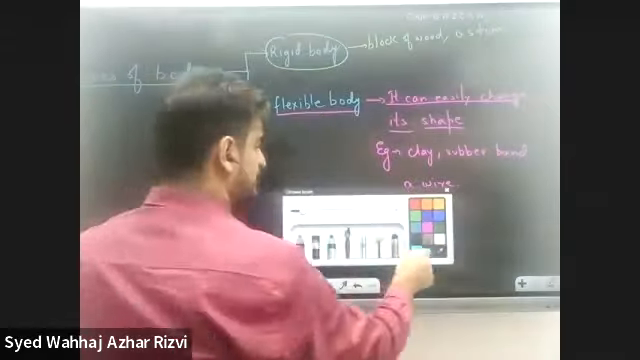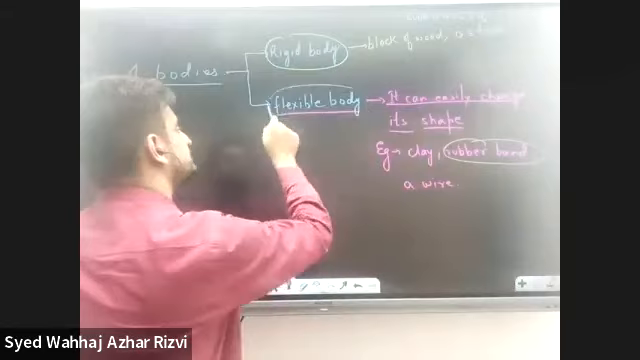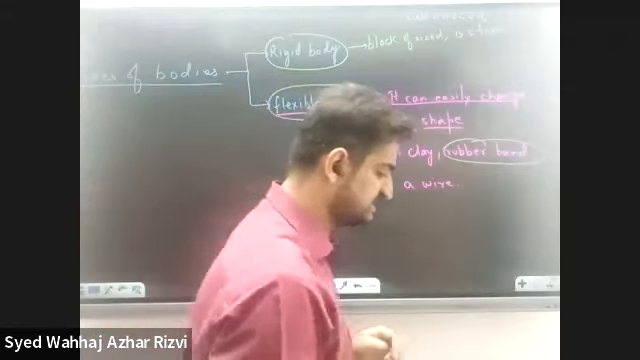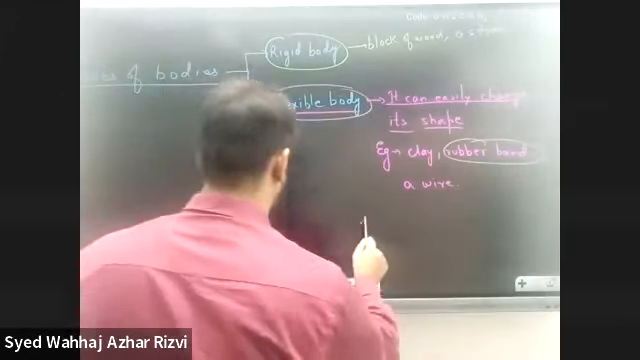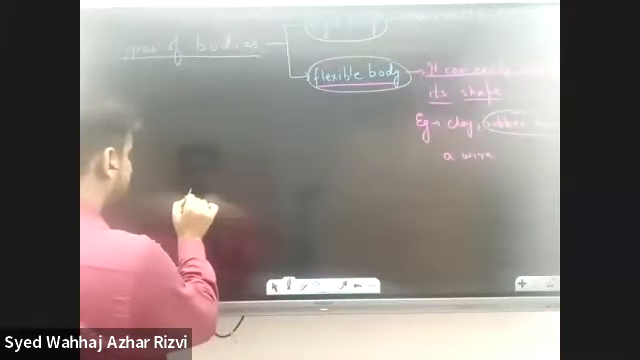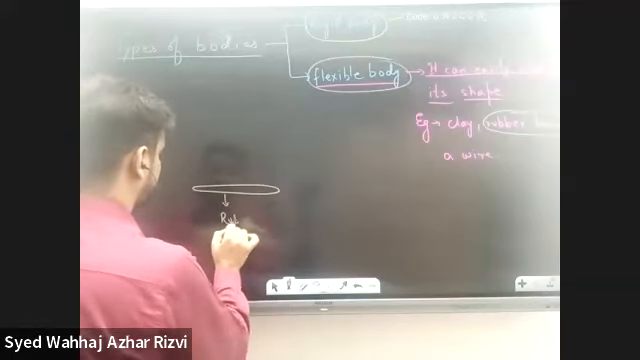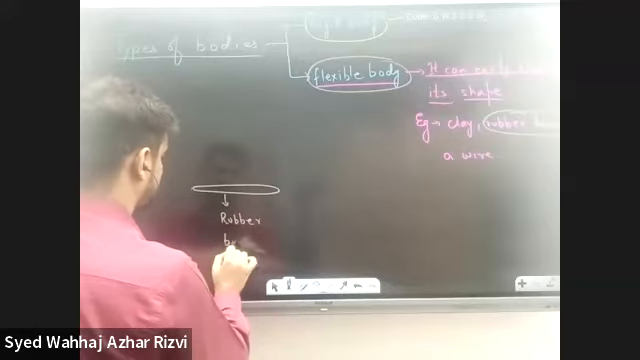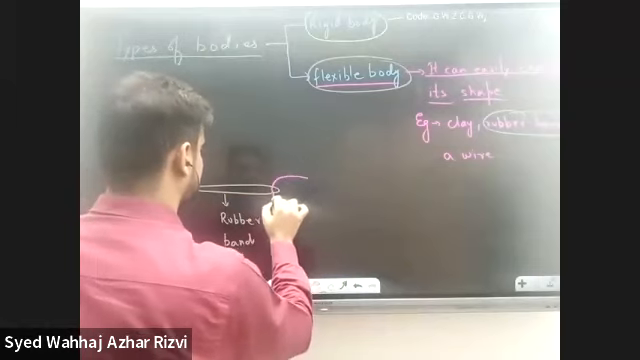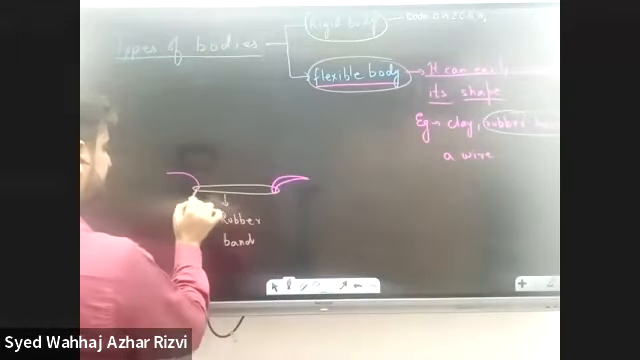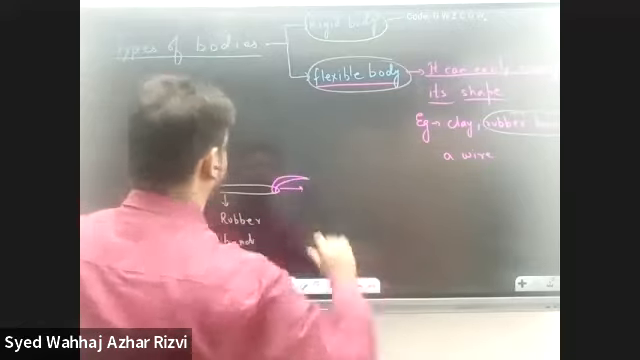And if we talk about a rubber band, this rubber band is a flexible body. It can easily change its shape. What would happen if we take a rubber band and put two fingers, one finger like this and another finger like this, and pull it on both sides? It will get elongated.